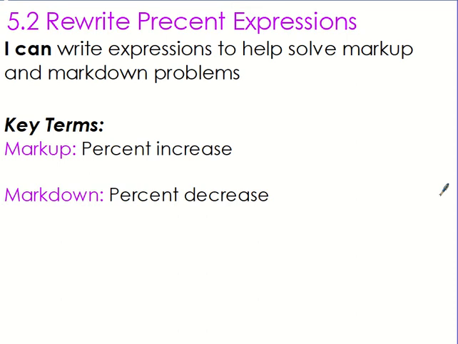So we're doing: I can write expressions to help solve markup and markdown problems, okay? So a markup is when there's a percent increase, right? When you mark up something, you're increasing it by a certain percentage. And a markdown is where we have our percent decreases. That was from lesson 5.1. These are just more common terms. You don't normally go to the store and say, oh, hey, there was a percent increase. No, you would say it was marked down or there was a discount. That's why we are going to use the words markup and markdown today. So pause, make sure you get the title, the I Can statement, and the key terms. All of it will be checked for.